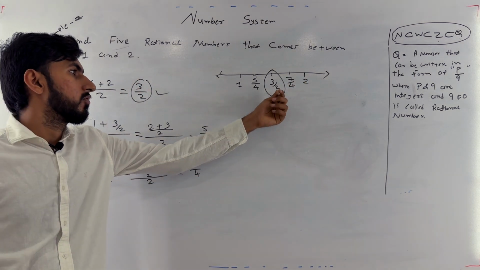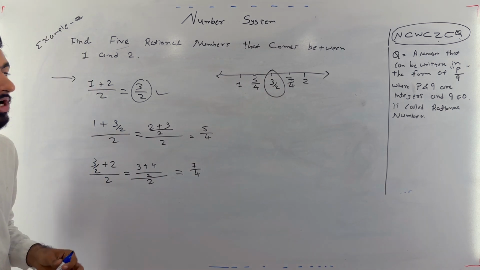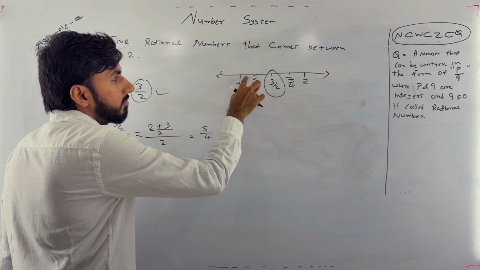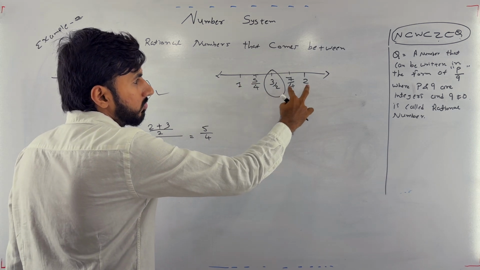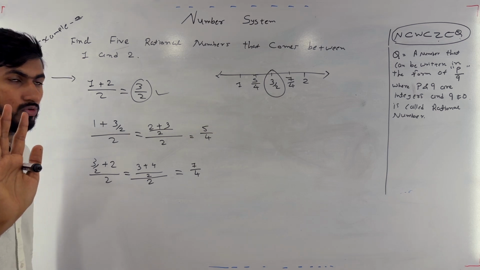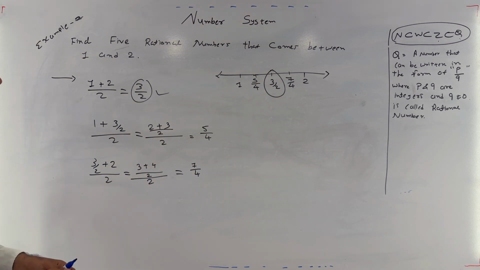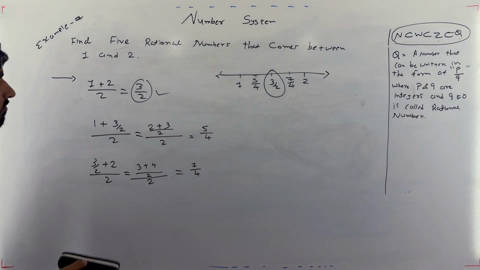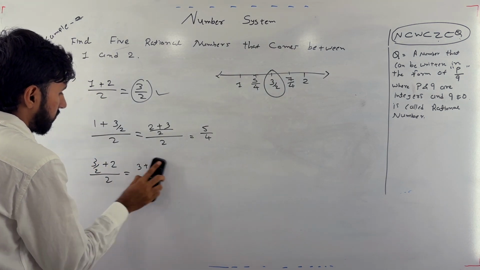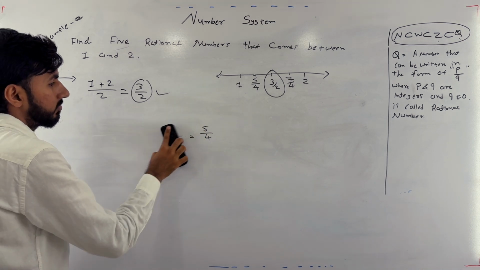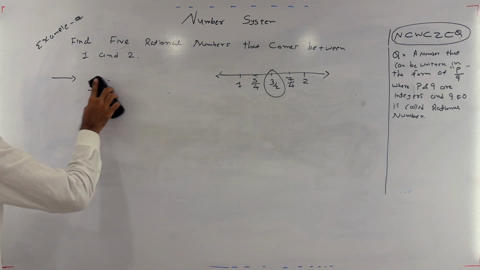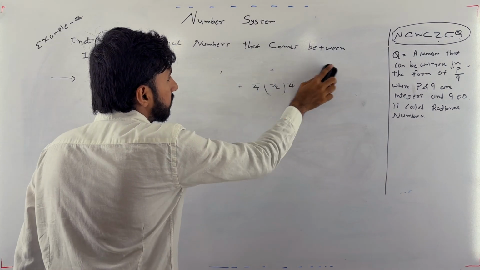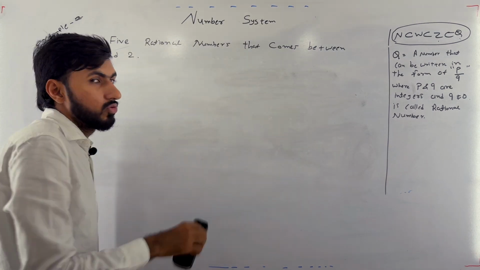Now we got 5 by 4, 3 by 2, 7 by 4. Now to find two more numbers, you can use these two numbers to find a number between them, or these two numbers, or these two numbers. You can find the other two numbers also. This method is very lengthy, right? So we will use the second method. But the concept you should remember, to find a number exactly between two numbers, simply add those two numbers and divide by 2.